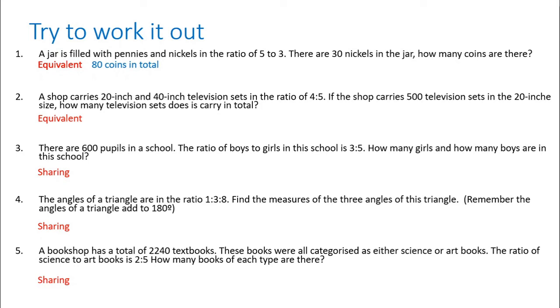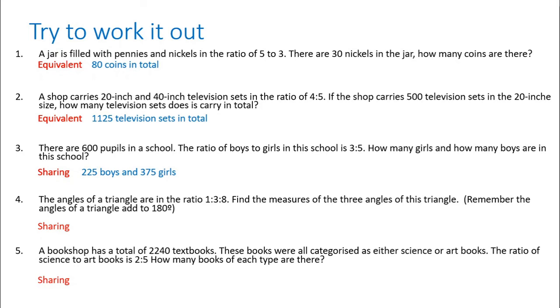Question 2. Again, be careful because you're trying to work out how many televisions there are in total. They told you how many televisions there are of 20-inch sizes. You worked out the equivalent ratio, so the number in 20-inch sizes, 500, and the number in 40-inch sizes, and added those together.